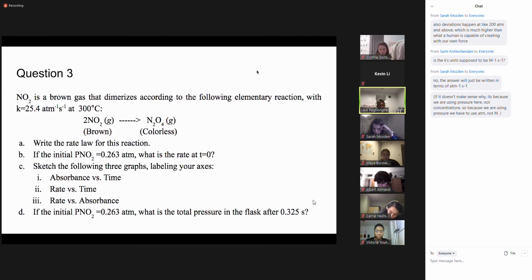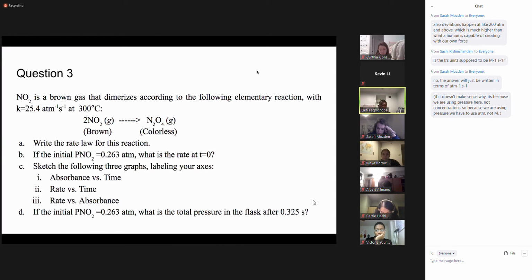So in this question, we're talking about gases, and we don't measure gases with concentration, we measure them with pressure. That's why your k value is in inverse atmospheres times inverse seconds. Okay, so Fatima was right. It is rate equals k times pressure of NO2 squared. And your k value is 25.4 inverse atmospheres times inverse seconds.